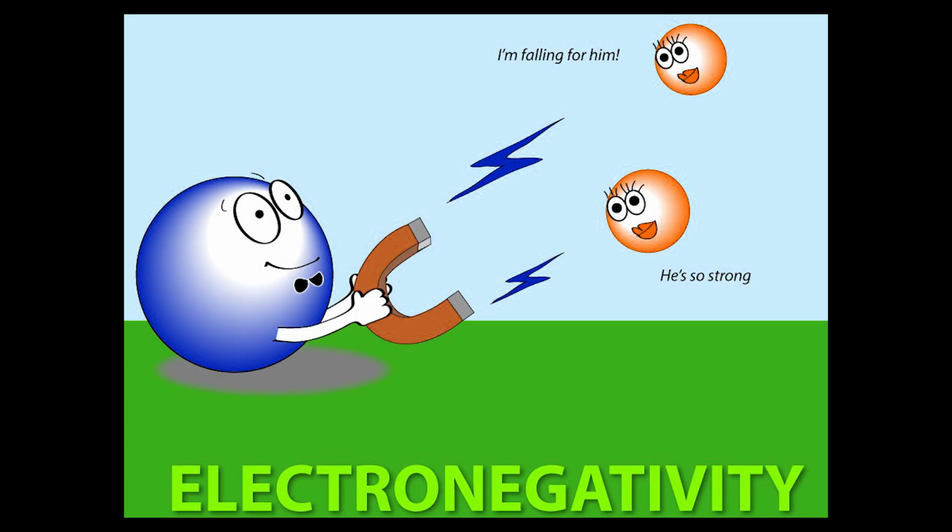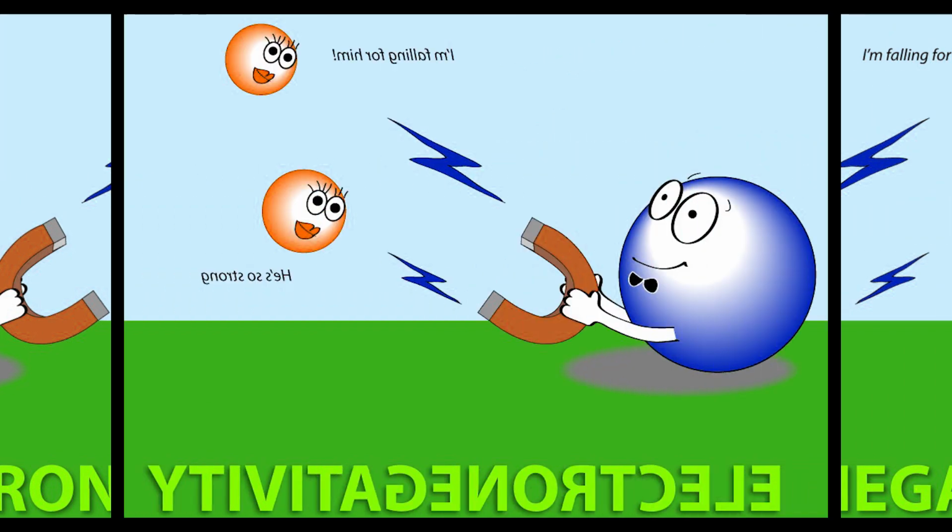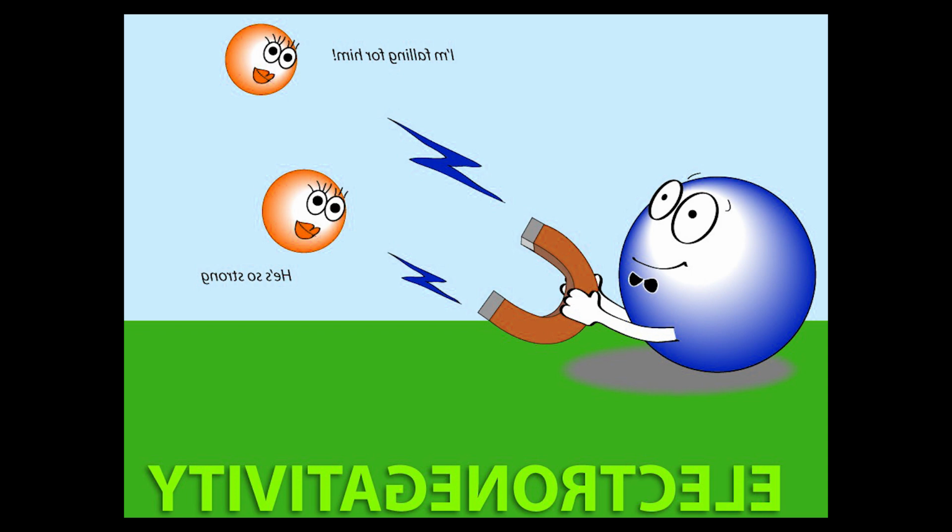Electronegativity is how willing an atom is to receive an electron, so kind of the opposite of ionization energy. Instead of taking something away, how much does an atom want to get another electron? So that would be the swap here.